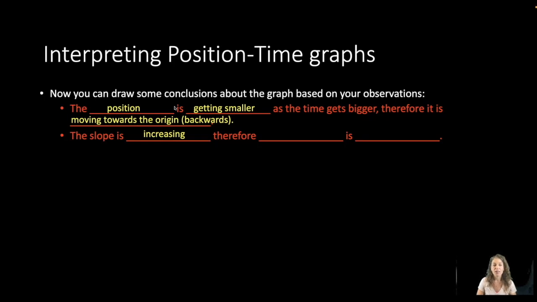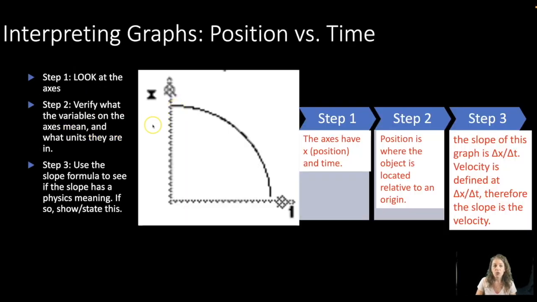And then the slope is increasing, therefore velocity is increasing. If you look here, we can look at that again. So here you start with a big position and you end close to zero. That means your position is decreasing, so you're moving back towards the origin. We call that moving backwards.